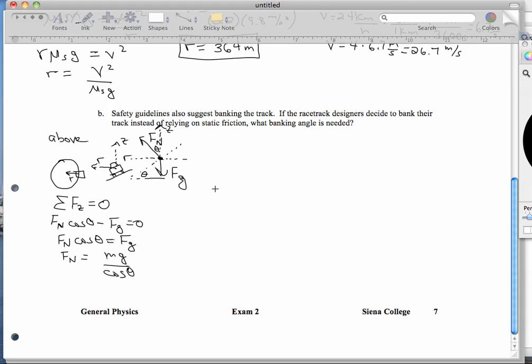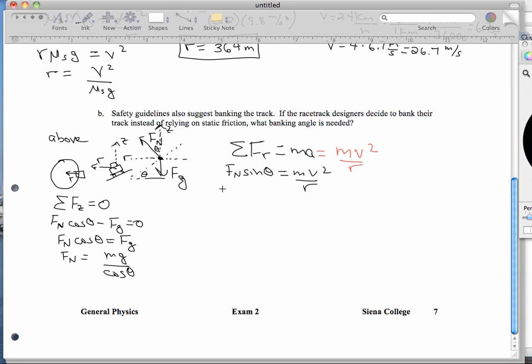Now I want the sum of the forces in the r direction. The sum of the forces in the r direction is equal to ma, and ma for circular motion is equal to mv squared over r. Okay, so what are my forces in the r direction? The only force I have in the r direction is the r component of the normal force, and that would be sine. So I have force of the normal sine theta is equal to mv squared over r.